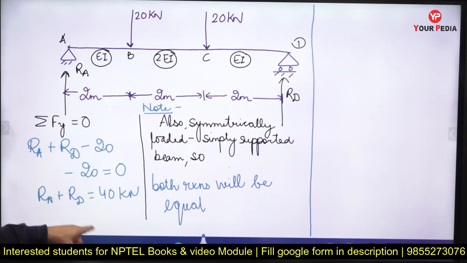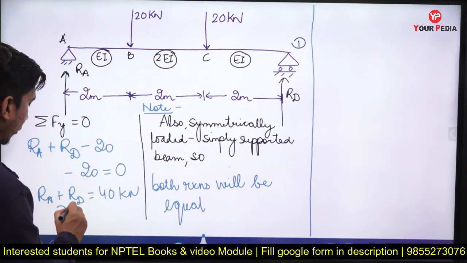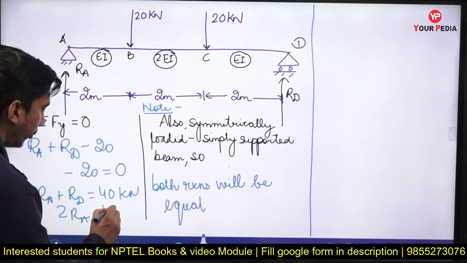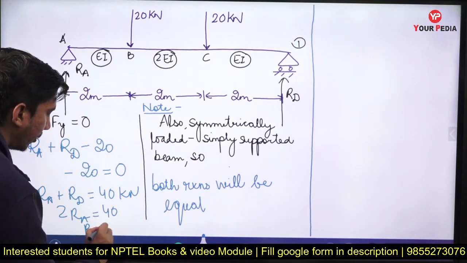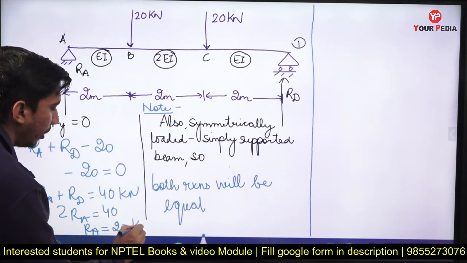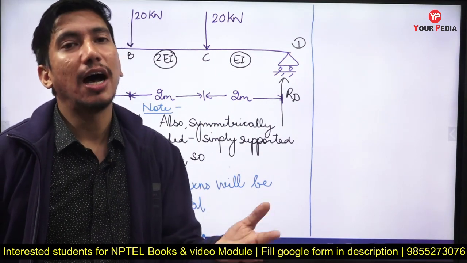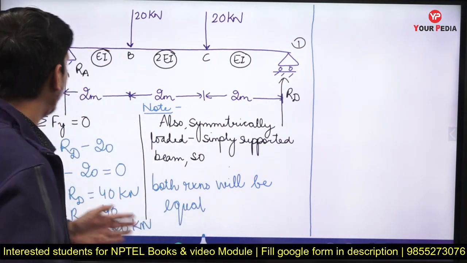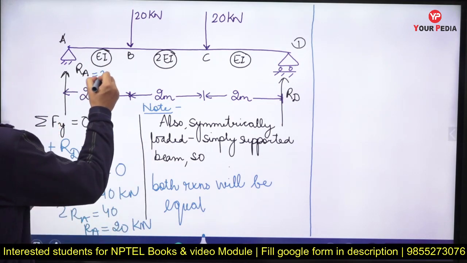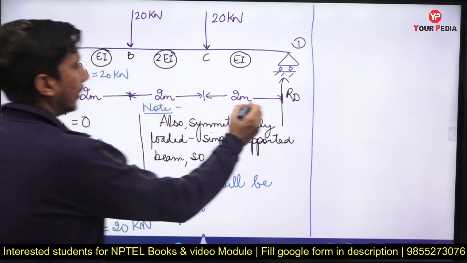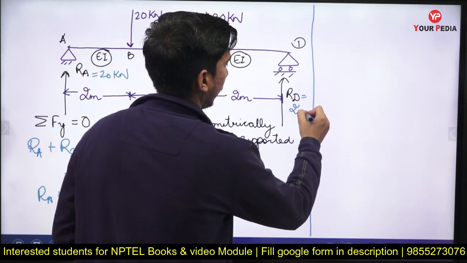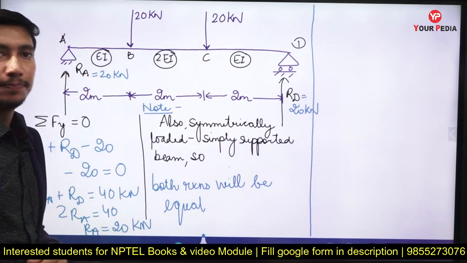Now since RA and RD are going to be equal, so I can write 2RA is equal to 40 kilonewton, and from here I can further simplify it into that RA will be equal to 20 kilonewton. Now since RA and RD will be equal, so RD will also be equal to 20 kilonewton. So this value RA will be 20 kilonewton and this RD will also be equal to 20 kilonewton.